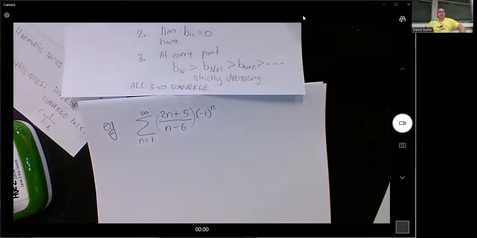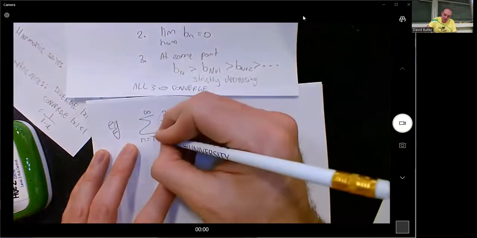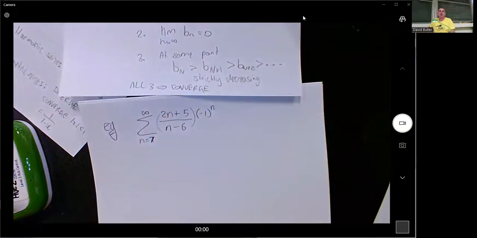I will not start at 6. I will start at 7. That will avoid it being 0 on the denominator.